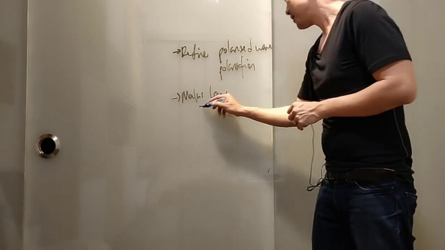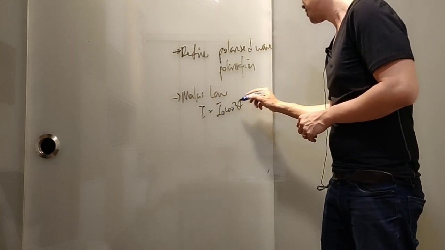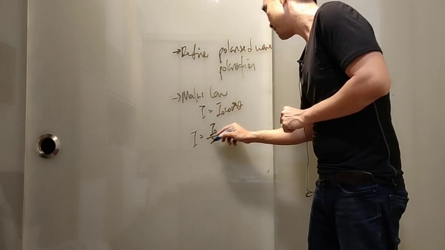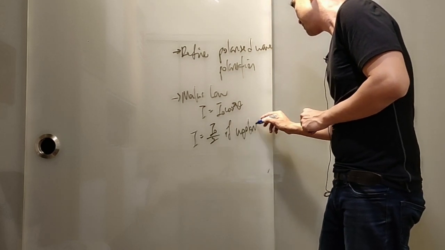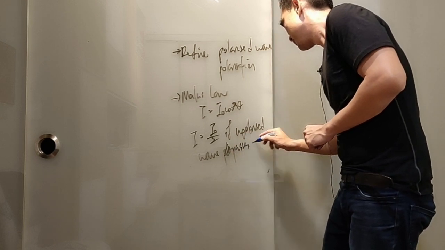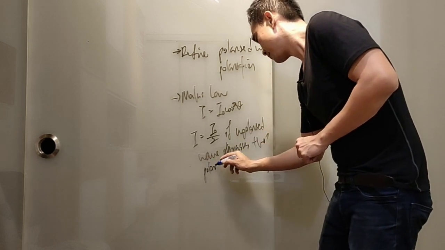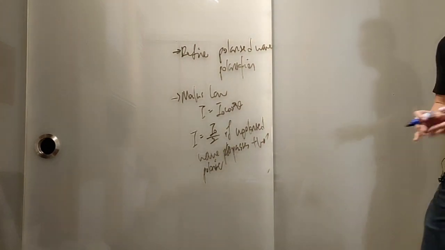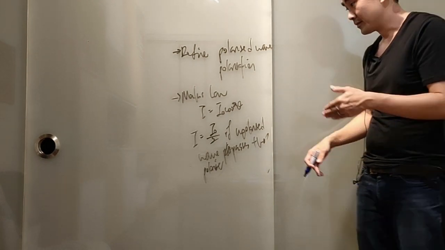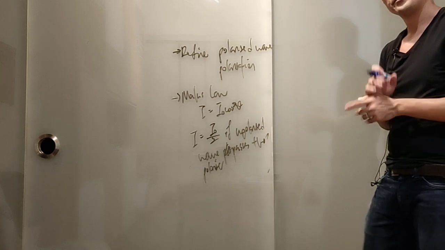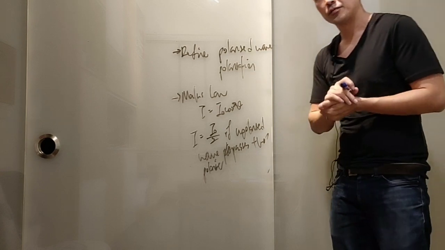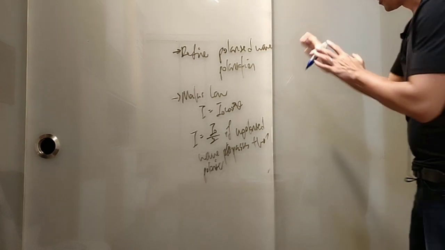Now, Malus law: I equals I naught cosine squared theta. Mathematical question, so quite simple. You also need to know that the intensity equals half of the intensity if an unpolarized wave passes through a polarizer. So you need to know this relationship here. Half the intensity if an unpolarized wave passes through a polarizer. And if it is polarized to polarized, use Malus law. Theta is the angle between the plane of polarization of the light or the wave and the axis of polarization of the polarizer. Alright, now this is the polarization aspect.